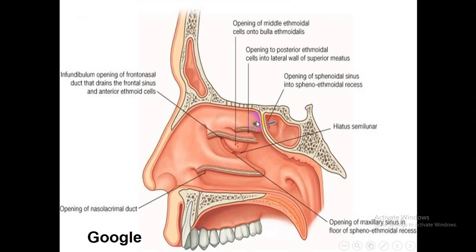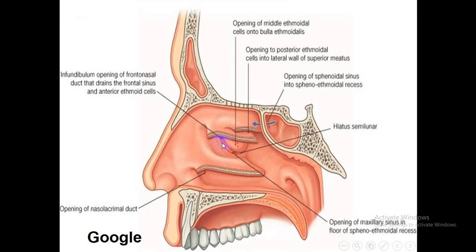Now the superior meatus, this is the superior meatus. It lies below the superior concha. Of course, we said every meatus lies below its concha. It receives the opening of the posterior ethmoidal sinus. Now the middle meatus lies below the middle concha.